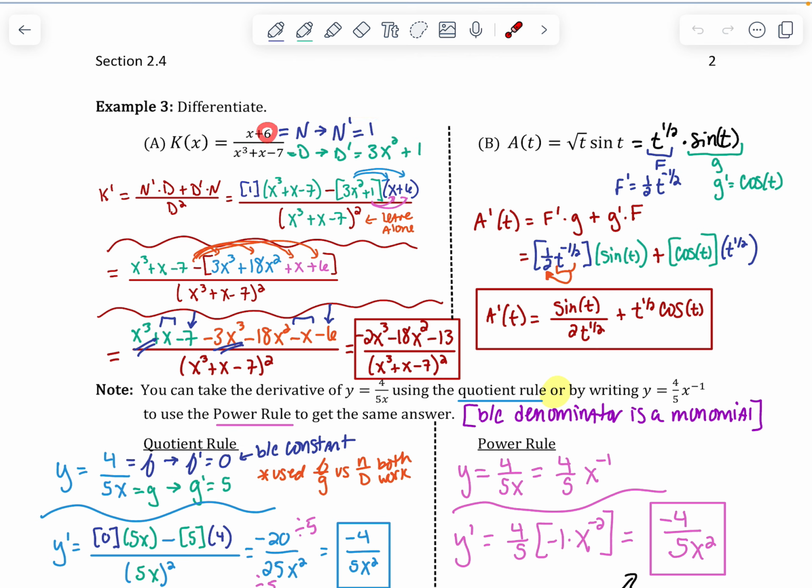This x turned into a 1 and the 6 was a 0. A standalone denominator function whose derivative is 3x squared plus 1. So as I go to take the derivative of k, using the formula: derivative of the top, which we said was 1, times the original denominator. Ooh, this should be a minus. I don't have it as a minus here in the formula, but I do have it as a minus in my work.